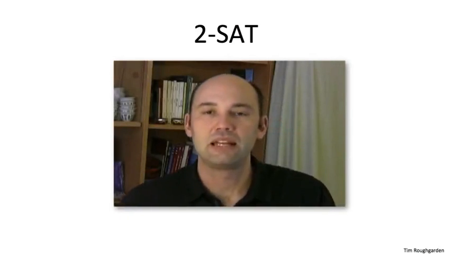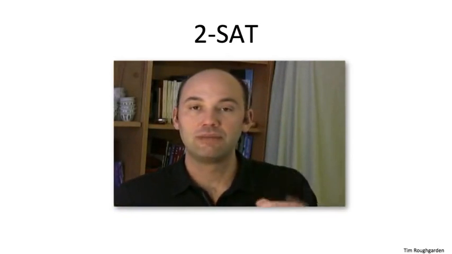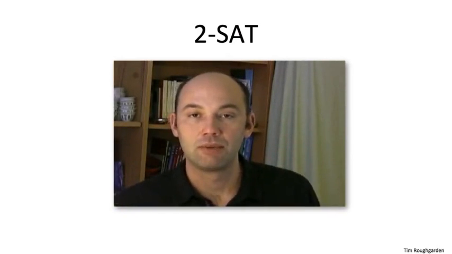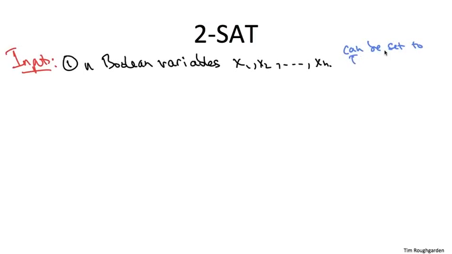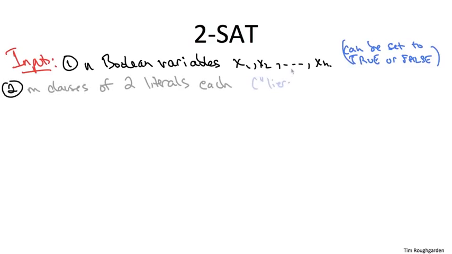We've now mentioned 2-SAT in passing a number of times, but let me just give you a very precise definition of the computational problem here. The input is a set of n variables, x1 through xn, and a set of m clauses. Each of the variables is Boolean, that is, you're allowed to set it to either true or false. Each of the m clauses is a disjunction, that is an or, of two literals. A literal is simply either a variable or the negation of that variable.